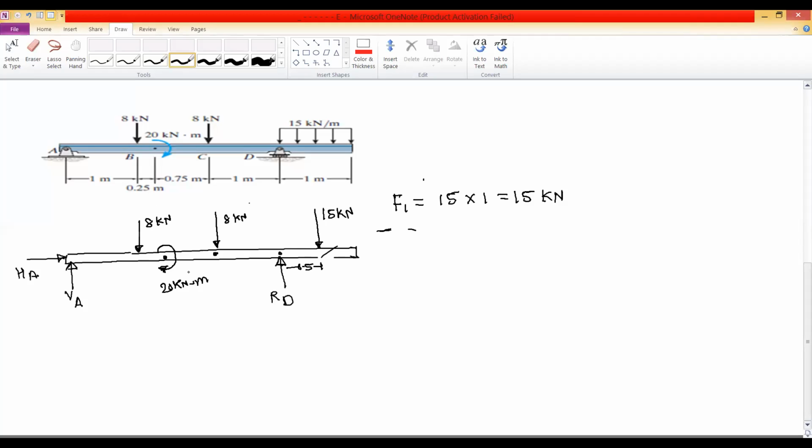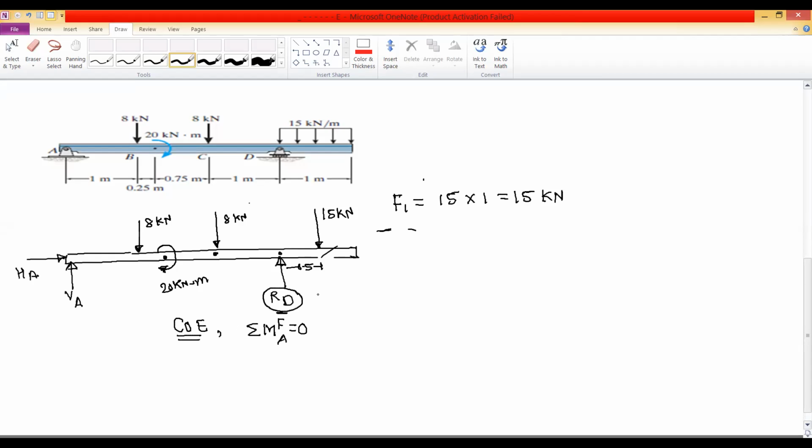Now we have to find out HA, VA and the reaction RD. First we will try to find the reaction RD by using the conditions of equilibrium. First you can use the condition summation of moments by all the forces about the point A equal to 0. If you take the moment at point A, then we can cancel out the reactions HA and VA, and we can calculate the reaction RD.